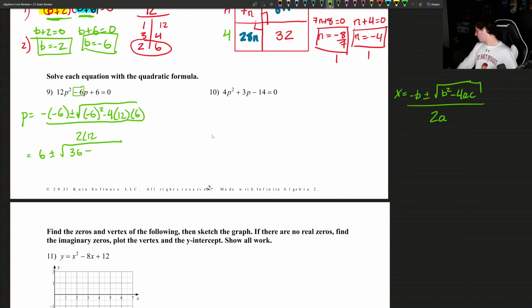This is where I need a calculator. Can I look at my cast on the test? No. It's got the quadratic formula. You can deal without it.